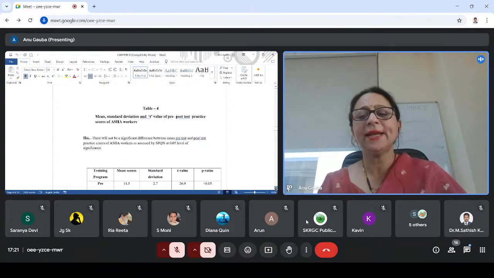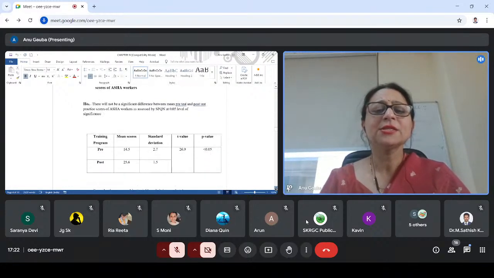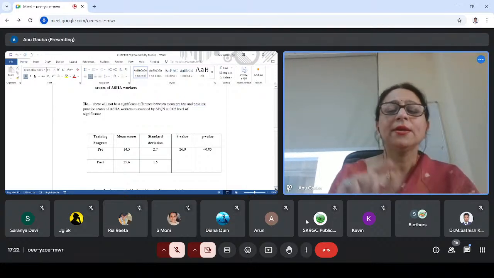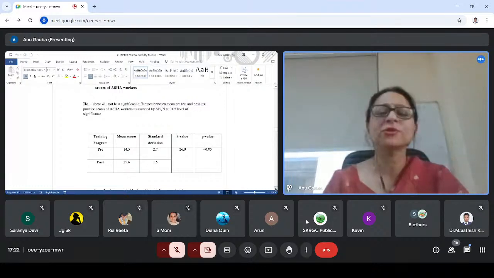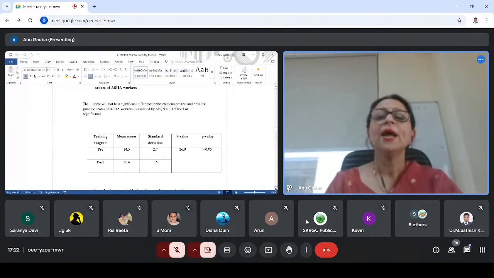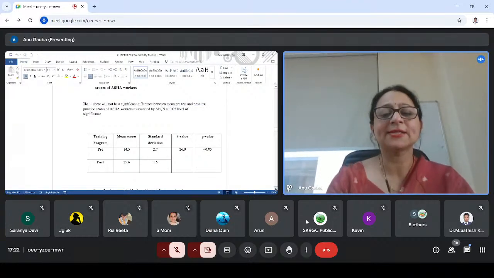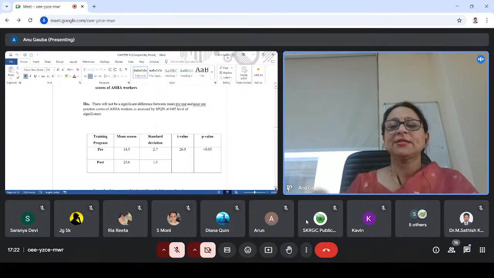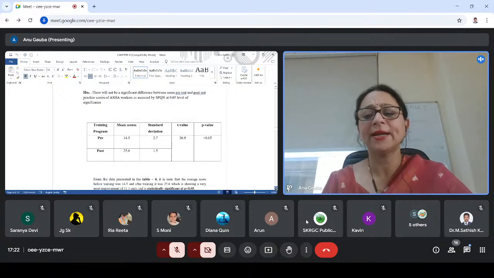See, this is t-test, mean, standard deviation and t-value of pre and post-test practice scores of ASHA workers. So the training has been given to the ASHA workers. These are the mean scores achieved by the ASHA workers in their pre-test, 14.5, and in post-test it was 25.6, right? And the t-value comes out to be 26.9, right? So this is t-test. This is unpaired t-test, right? This is not paired t-test. So this is inferential statistics.